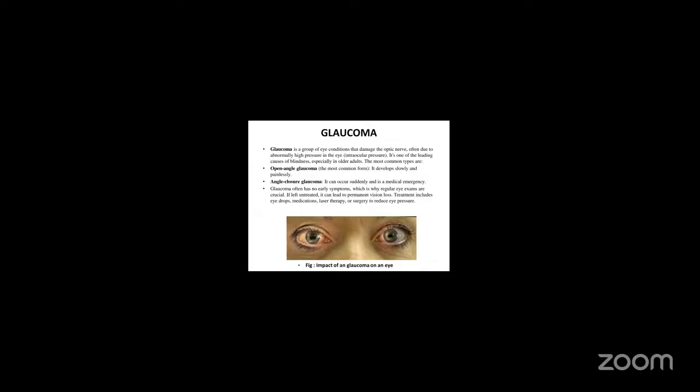Glaucoma is a group of eye conditions that damage the optic nerve, often due to abnormally high pressure in the eye, or we can say intraocular pressure. It's one of the leading causes of blindness, especially in older adults. The most common form is open angle glaucoma. It develops slowly and painlessly with age. Angle closure glaucoma is the second type, which occurs suddenly and is a medical emergency.